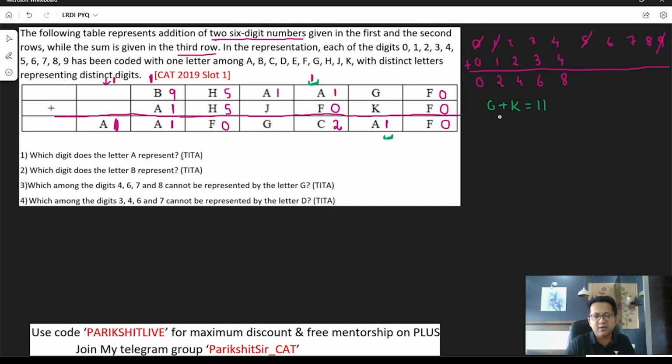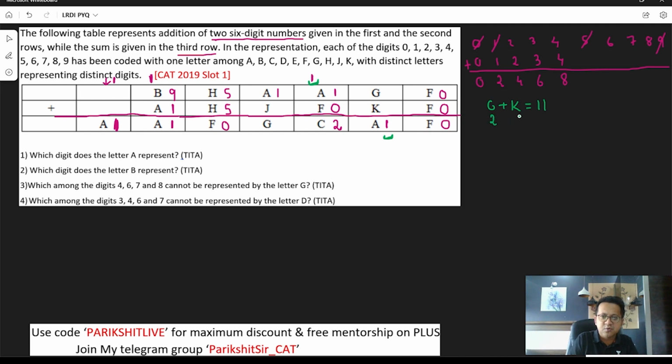Can G be 0, K be 11? No, 11 is not possible. Why? A two digit number is not possible. Can G be 1 and K be 10? No. Why? Each of the digits is represented from 0 to 9, so none of the alphabets can be 10. So the minimum value of G can be 2.